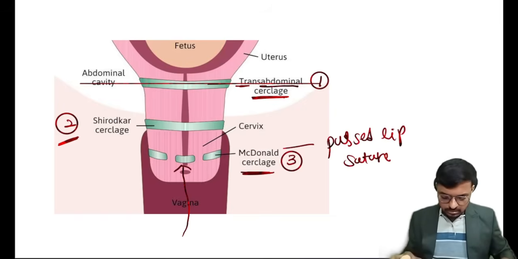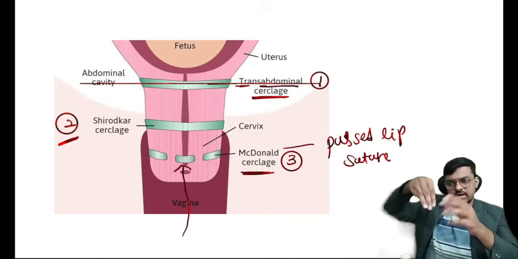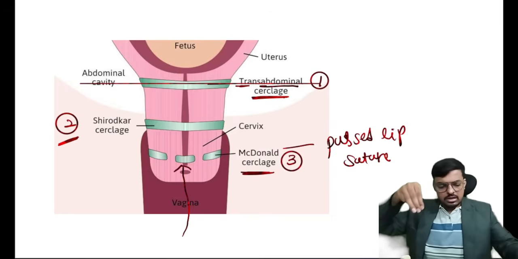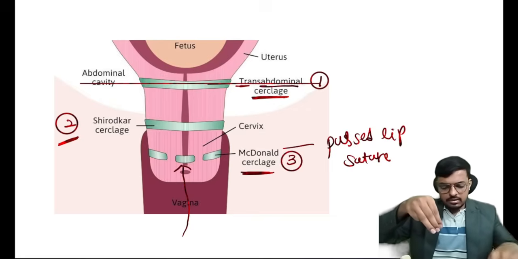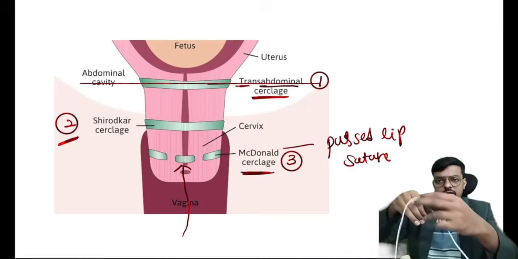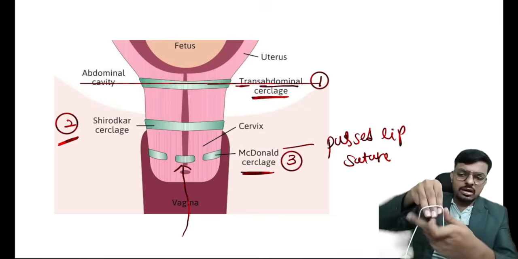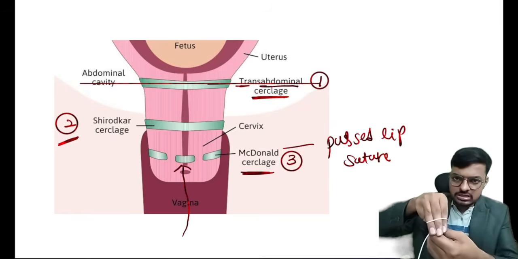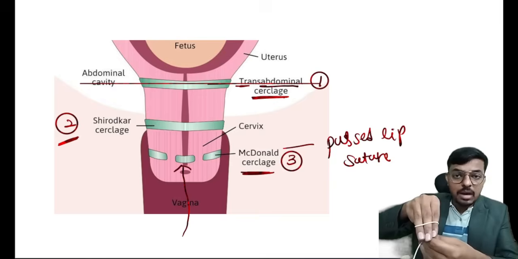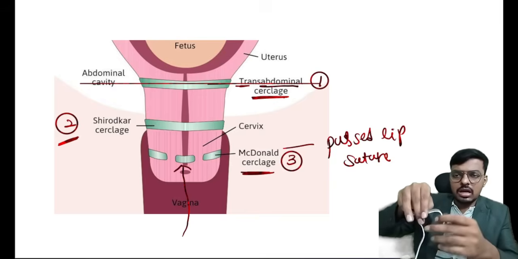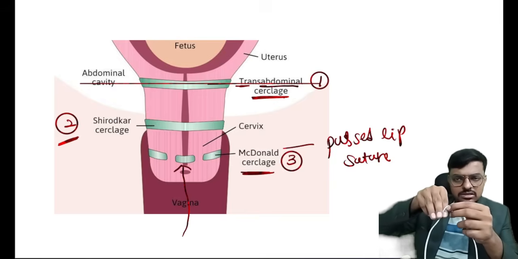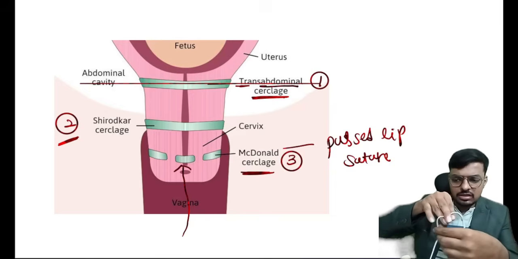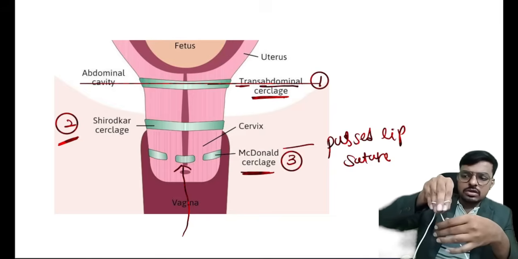Consider this is the cervix. In this particular cervix, if I am applying the suture, consider this is the suture material, and I make a suture like this. This is what we call the Shirodkar cerclage surgery. In a McDonald surgery, I take this suture and insert it inside the cervix and come out, then again insert and again come out. This is how our suture material looks.